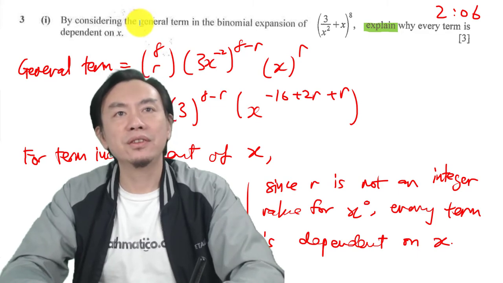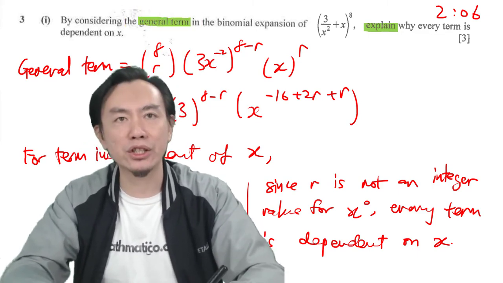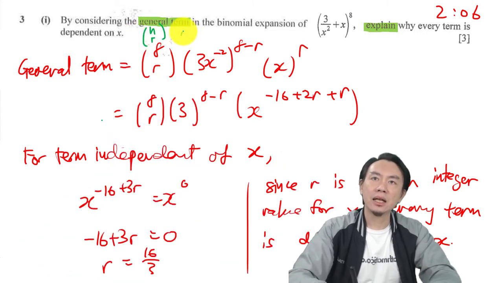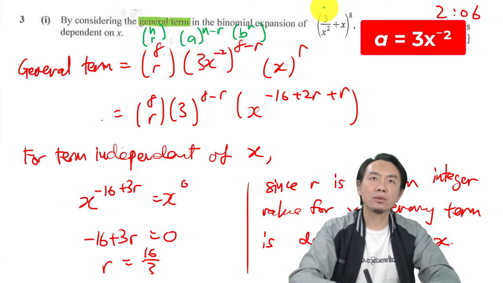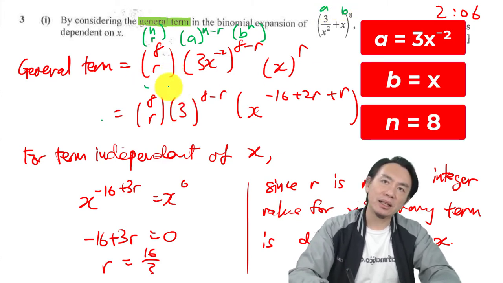To start off, the question already says by considering the general term. So let's go for the general term: n choose r, a to the power of n minus r, b to the power of r. This is your a, 3 over x squared. This is your b, x. So I sub that in, and we get this expression here.